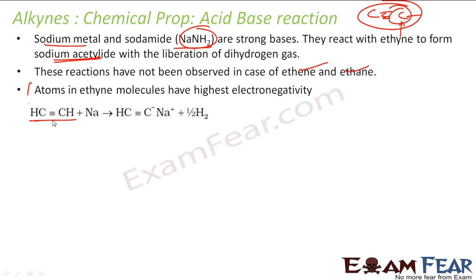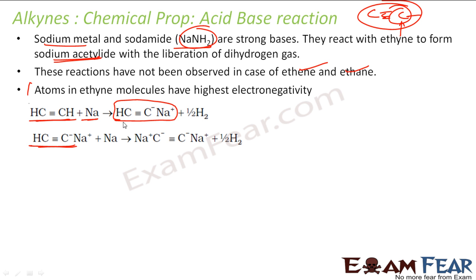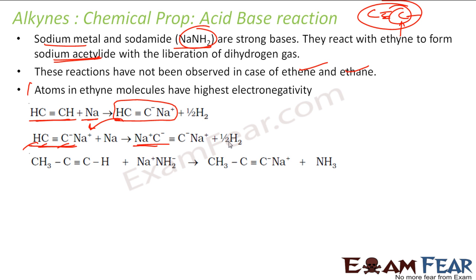Since they are sp hybridized, this carbon is more electronegative. For example, if you see this reaction, this ethyne will react with sodium, and it becomes HC≡C–Na+ plus half H2. This is sodium acetylide. One more reaction. The same product, again it will react with sodium and replace the other hydrogen, because both these terminal hydrogens are acidic. Correct? So it will give this product. We can take this example also. This will react again with sodium, so this hydrogen will go off, and it will become this product. Again, if you add sodium here, there won't be any reaction because it won't be able to pull this hydrogen. Correct? Only terminal hydrogens are acidic.